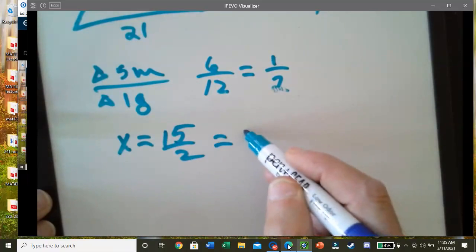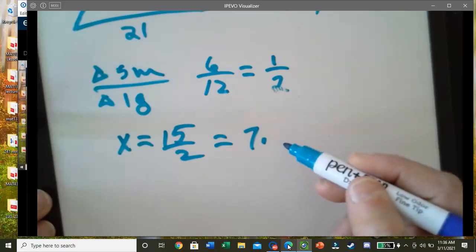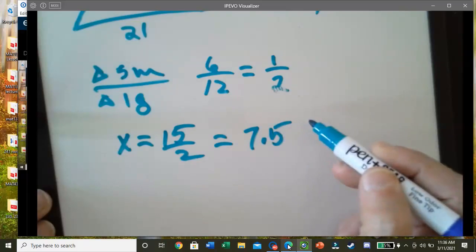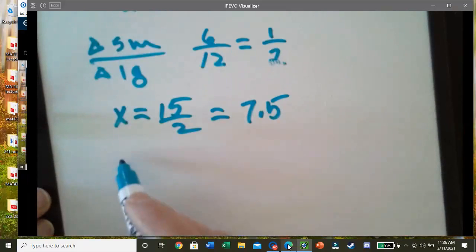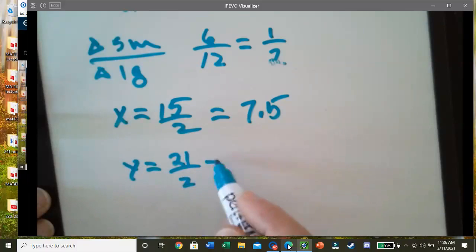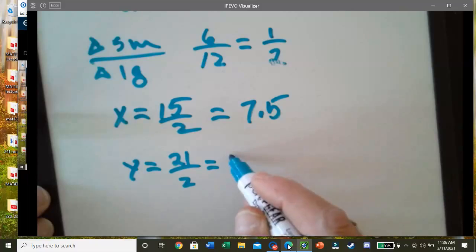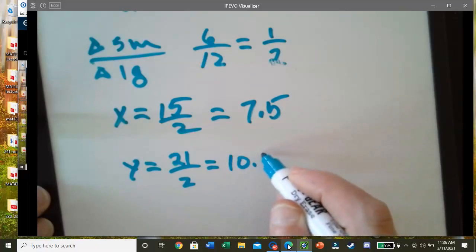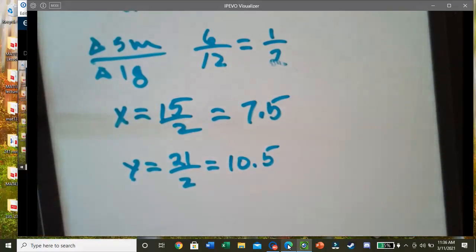So x is going to equal 15 divided by 2, which is going to be what? 7 point what? If 2 times 7 is 14, it's 7.5. So x is going to be 7.5, and the other one is going to be what? Well, 20 divided by 2 is 10, so 21 divided by 2 is going to be 10 point what? 5. Okay, and those are the answers. Alrighty? Okay, any other questions?